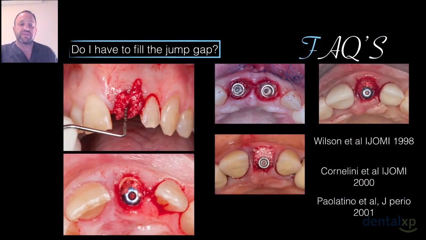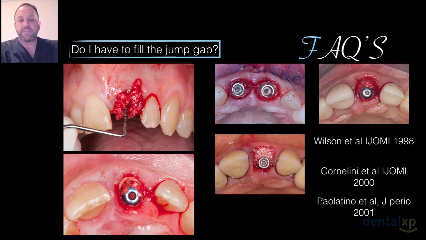The next question there is, do I have to fill the jump gap? And I think the essence there, again, there's absolutely zero data. Now, in both the Baumer and Hürzeler studies, neither of them used anything to fill the jump gap. However, I'm a firm believer. I follow Wilson, Cornelini, and Palattella et al., who basically suggested that as soon as you have more than 2 millimeters of jump gap, you want to fill it.